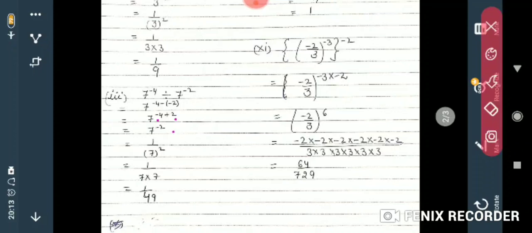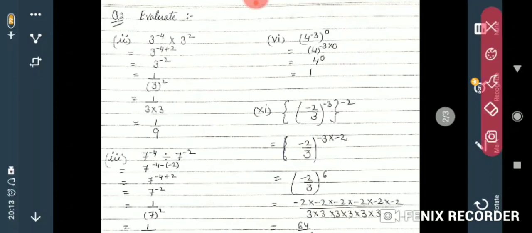We will subtract 2 from 4. Yes. And which sign will be there? Minus sign. Why? Because minus 4 is greater. So 7 to the power minus 2. As the power is negative, we will do the reciprocal. 1 upon 7 to the power 2. Then 1 upon 7 multiplied by 7. What will you get? 1 upon 49.